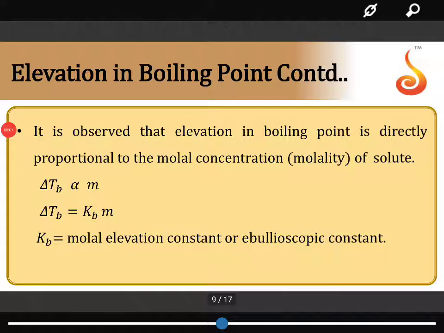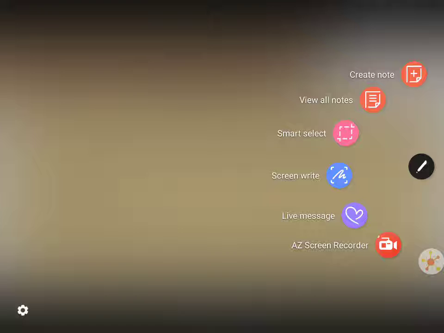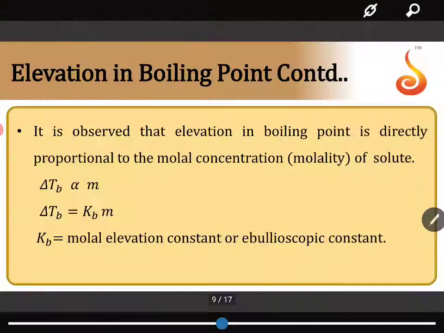So the mathematical equation of elevation in boiling point, sometimes you can get some tricky questions or critical questions, which I am explaining to you now. It is going to be helpful for both your board exams and your competitive exams. Just make a note of it.